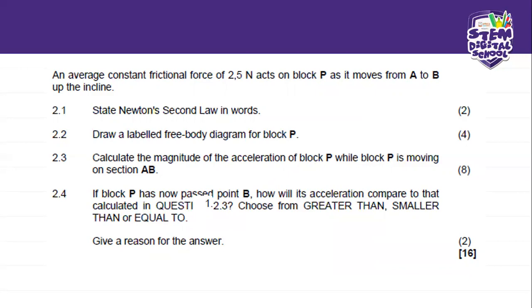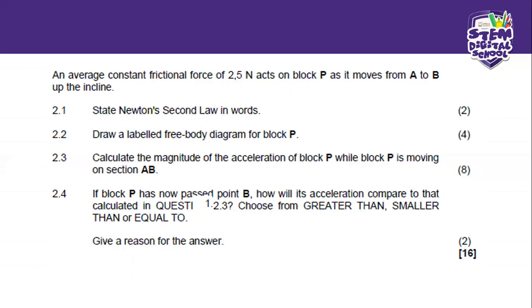Okay. Number 2.2, draw a labeled free body diagram for block P. Number 2.3, calculate the magnitude of the acceleration of block P while block P is moving on section AB. And then number 2.4, if block P is now past point B, how will its acceleration compare to that calculated in question 2.3? Choose from greater than, smaller than, or equal to, and give a reason for your answer.